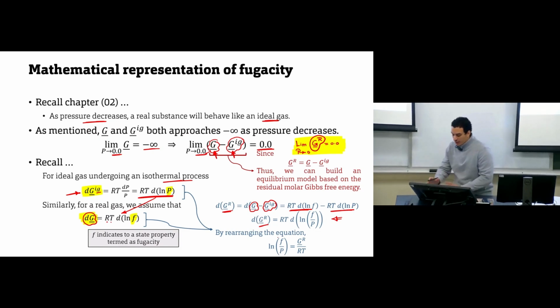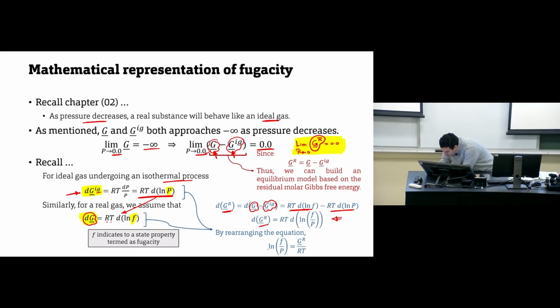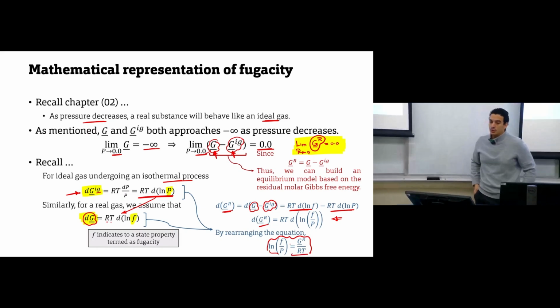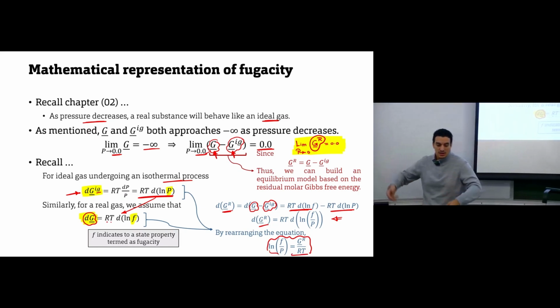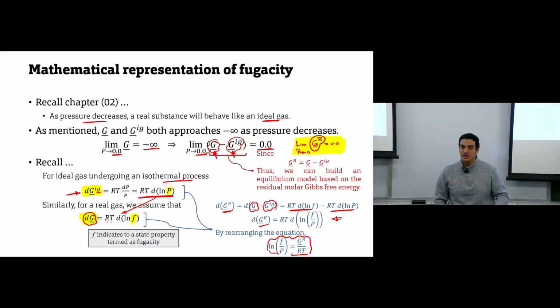And we can rewrite this equation to end up with this form here. This is the equation that relates fugacity to residual molar Gibbs free energy. And this is how the mathematical definition of fugacity comes about.